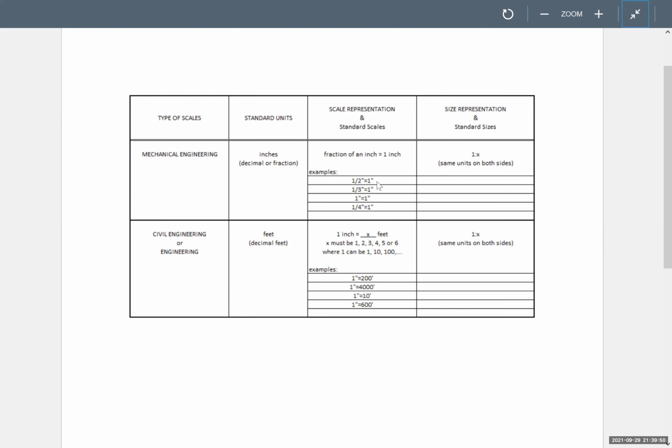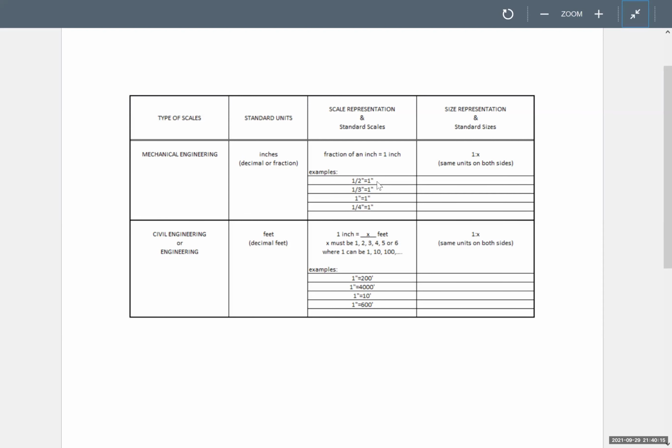Okay, and now I'm going to civil engineering. Ben, you're next. Yes. Okay, so civil engineering scale. For civil engineering, what are the units? We go from inches to feet.